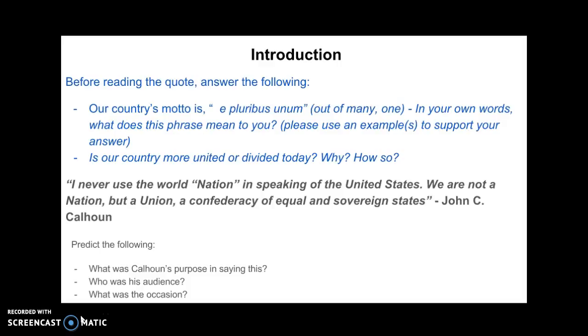So please just go ahead and pause the video, discuss the quote and the 3 questions with your partners, record them on a separate sheet of notebook paper, and move on. Now, there may be some things that you need to look up: Confederacy, sovereign. Those are some things that you could look up. You could also look up who John C. Calhoun was. These are things that might allow you to come up with a stronger and more thorough prediction to the circumstances surrounding this quote.